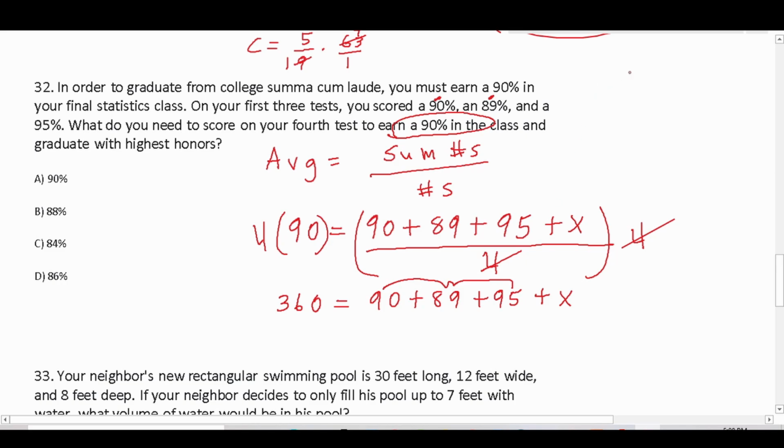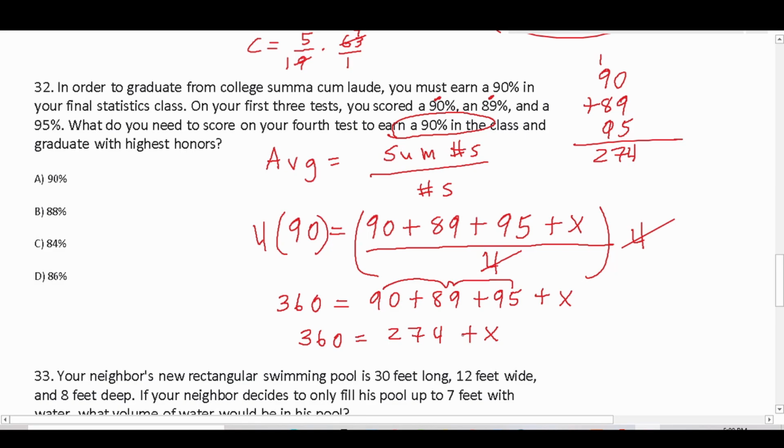So let's do that vertically so we don't make any mistakes. Okay, we have 90 plus 89 plus 95. All right, let's work this out. 0 plus 9 is 9. 9 plus 5 is 14. Carry 1. 9 plus 8 is 17. Plus 10 is 27. So this becomes 360 equals the sum of 90, 89, and 95, which is 274, plus x.